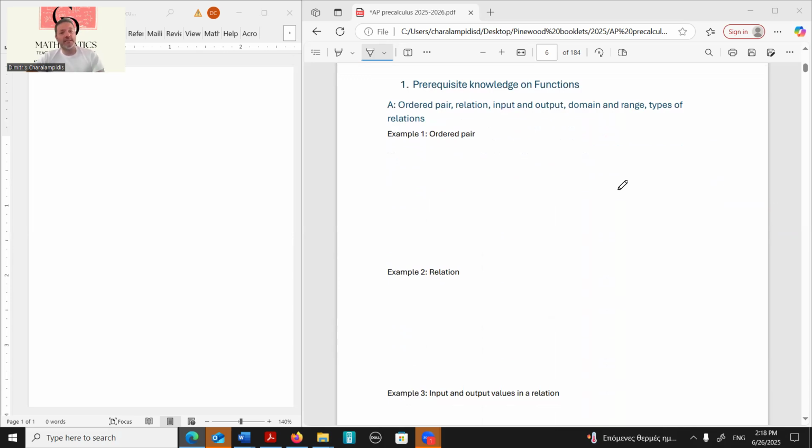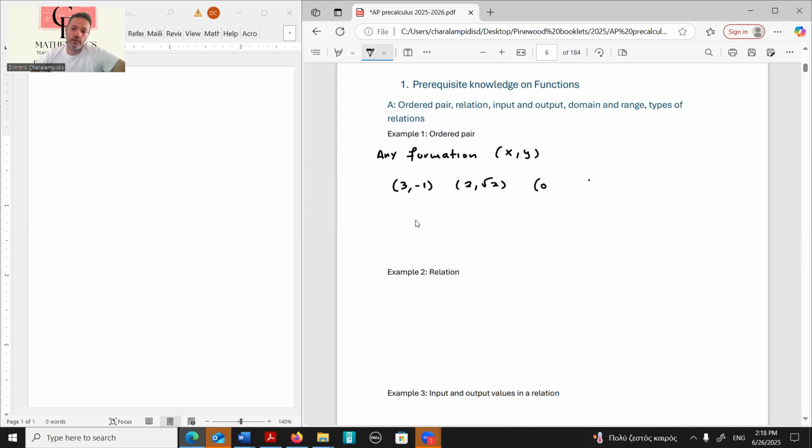We will begin with some definitions. At first, we have the definition of an ordered pair. An ordered pair is any formation (x, y). That's called an ordered pair. So, for example, (3, -1), (2, √2), (0, 0), and so on are all ordered pairs.